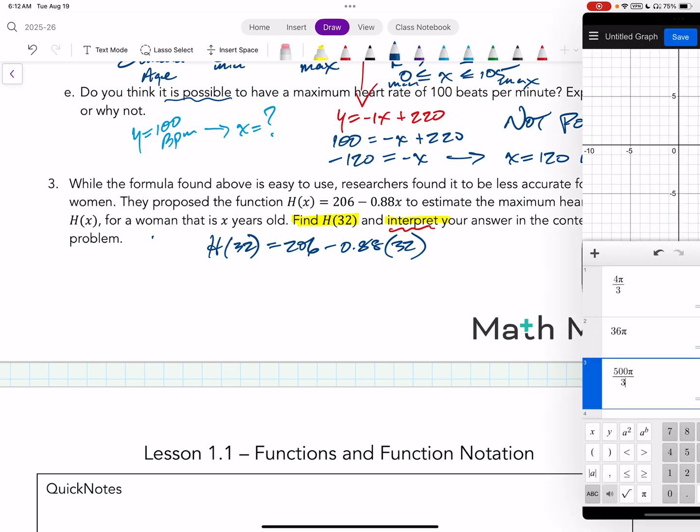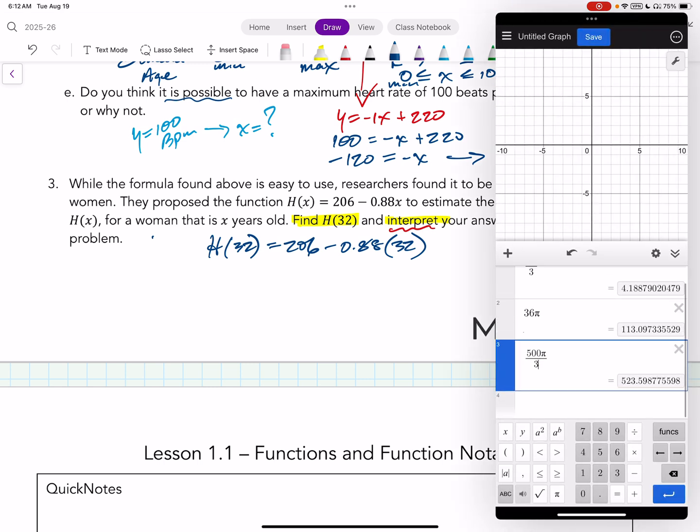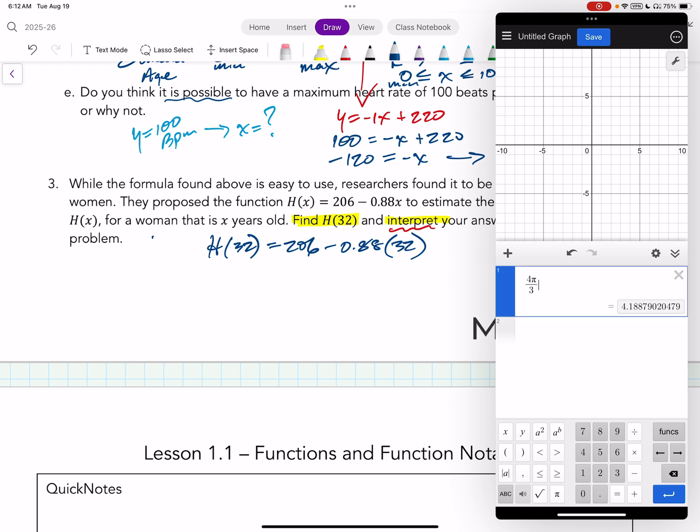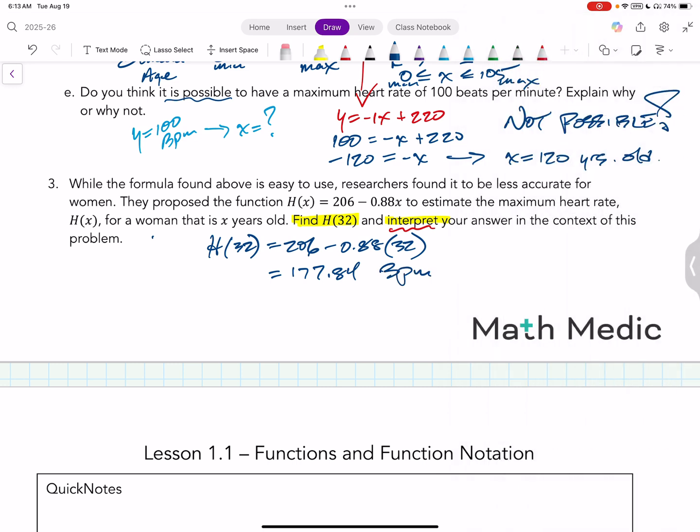In this class, we're going to be using Desmos quite often. So go ahead and bring in Desmos here and evaluate the function. Just type in 206 minus 0.88 times 32, and round it to 3 decimal places if needed. Notice it's about 177.84 beats per minute. Then it says interpret.